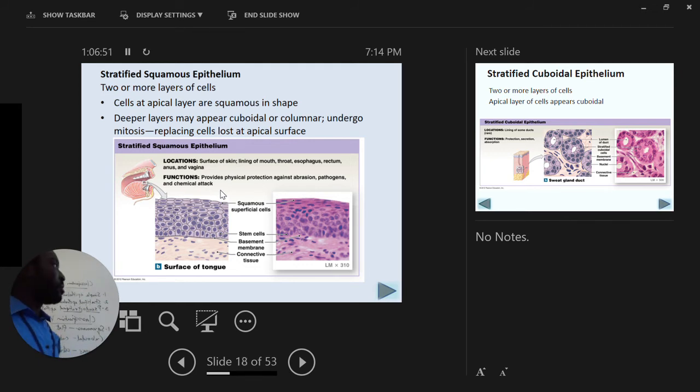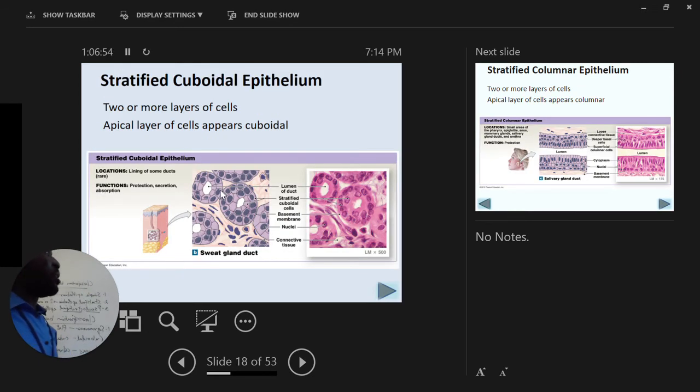Yes. Let's go. Now, stratified cuboidal. What does that mean? It means that the cells at the apical surface. Now, where's the apical surface here? You know this is the lumen, right? You know this is going to be the apical surface, right? These are the cells closer to the lumen. The cells that are closer to the lumen are the cells at the apical surface, right? This will be the one at the basement membrane, right? Good. So these cells, they are not squamous. They are cuboidal. You can see the shape, right? So these cells are stratified cuboidal cells.